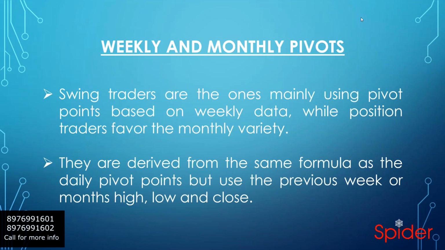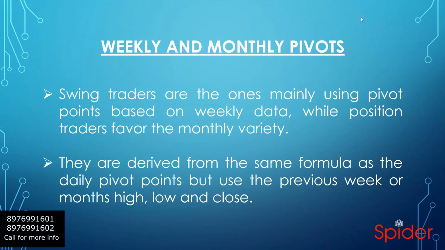Swing traders are the ones mainly using pivot points based on weekly data, while position traders favor the monthly variety, because it shows you a consolidated view of one particular week or month. They are derived from the same formula as the daily pivot points, but use the previous week's or month's high, low, and close.